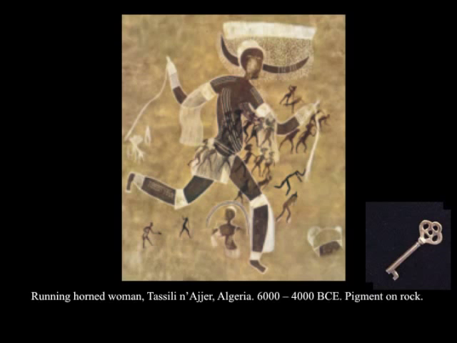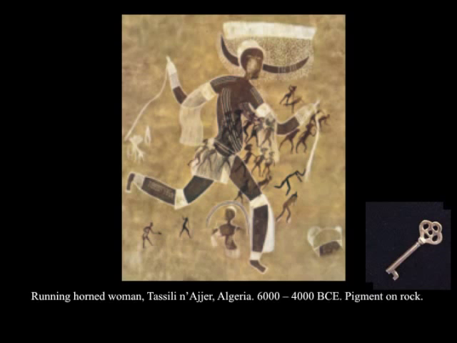This example is referred to as the Running Horned Woman from Tasali in Niger, from Algeria, dating roughly to about 6,000 to 4,000 BCE. And it's painted, it's pigment on rock. And this has a much more well-defined human form than we have ever seen with examples of Paleolithic art. With Paleolithic art, it's really quite common to see examples of animals, but people are quite rare. And so this one is really quite remarkable in the level of detail and sophistication with which it is rendered.